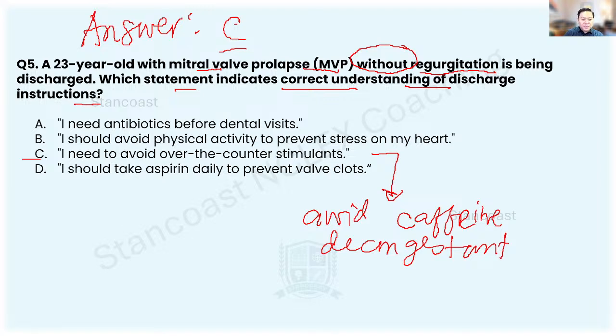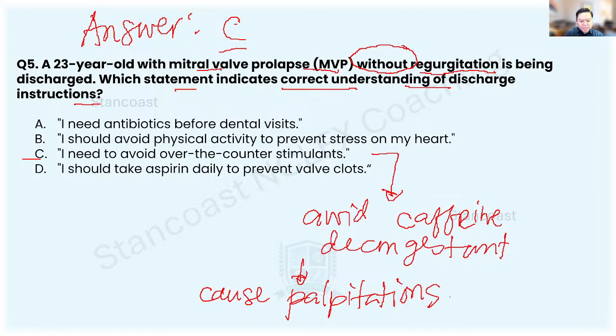Okay, this will cause palpitations, arrhythmias. Yeah, and look at the word here, over-the-counter stimulants. And remember that what it can do to the heart, it can actually cause some more work for the heart, right? It's going to add more strain into the heart muscle. It will now exacerbate the manifestations of the mitral valve prolapse. So this is the answer that we need.